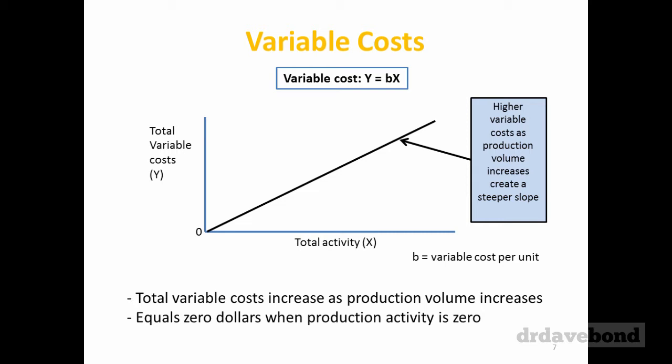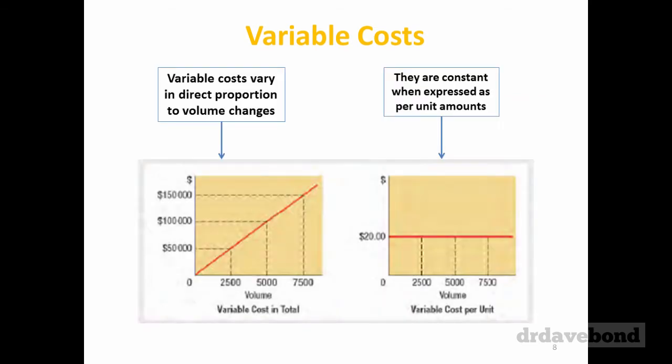So in this case, the cost y equals b times x. B is the variable cost per unit. X is the quantity. So it is a function based on quantity. They vary directly, but per unit, it's an equal amount per unit.